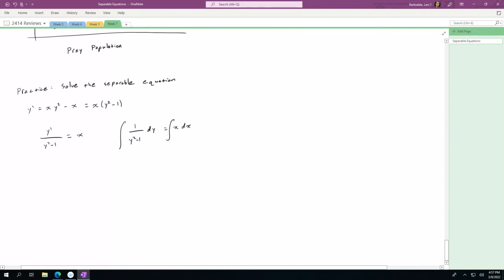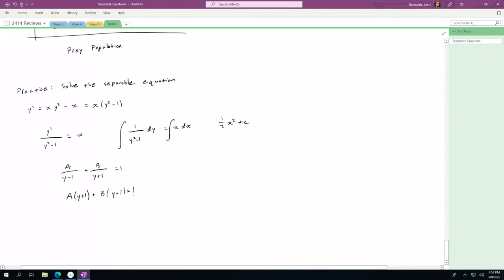And we can go ahead and integrate. The right-hand side is easy. It simply becomes 1/2 x squared plus c. The left-hand side is a little more difficult. We're going to need to use a partial fraction decomposition. So that tells us that a times y plus 1 plus b times y minus 1 is equal to 1.